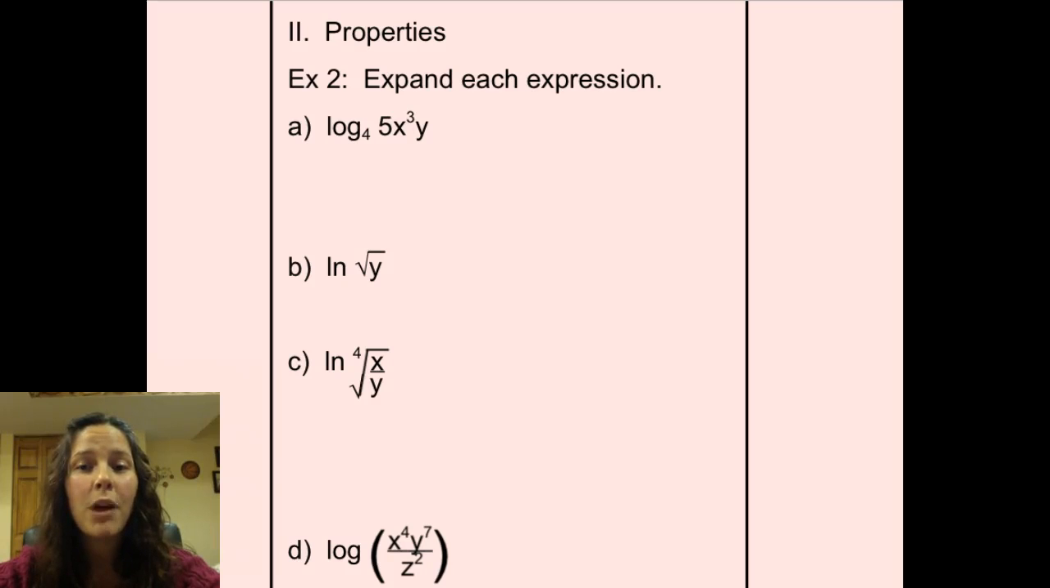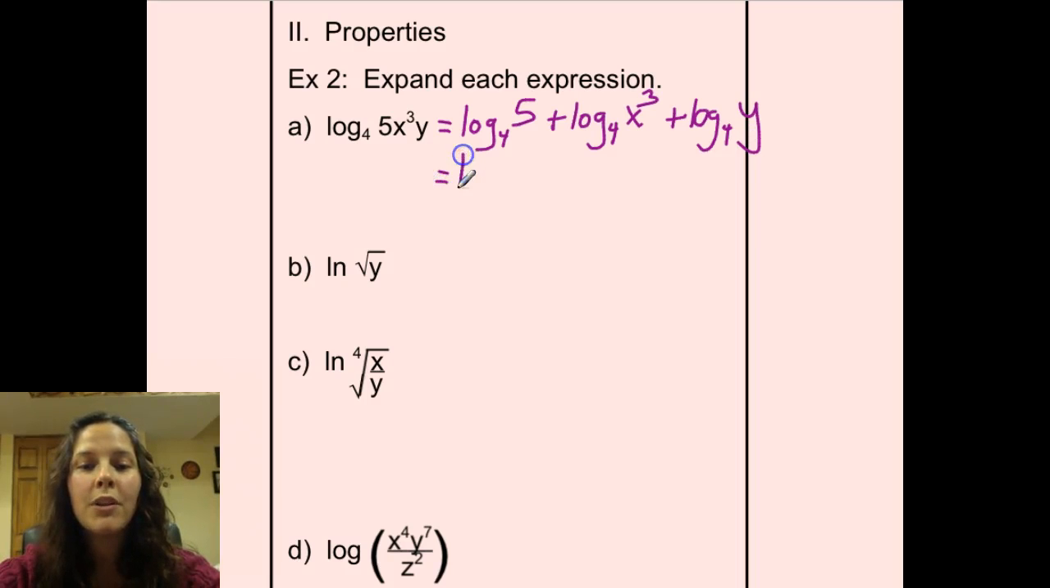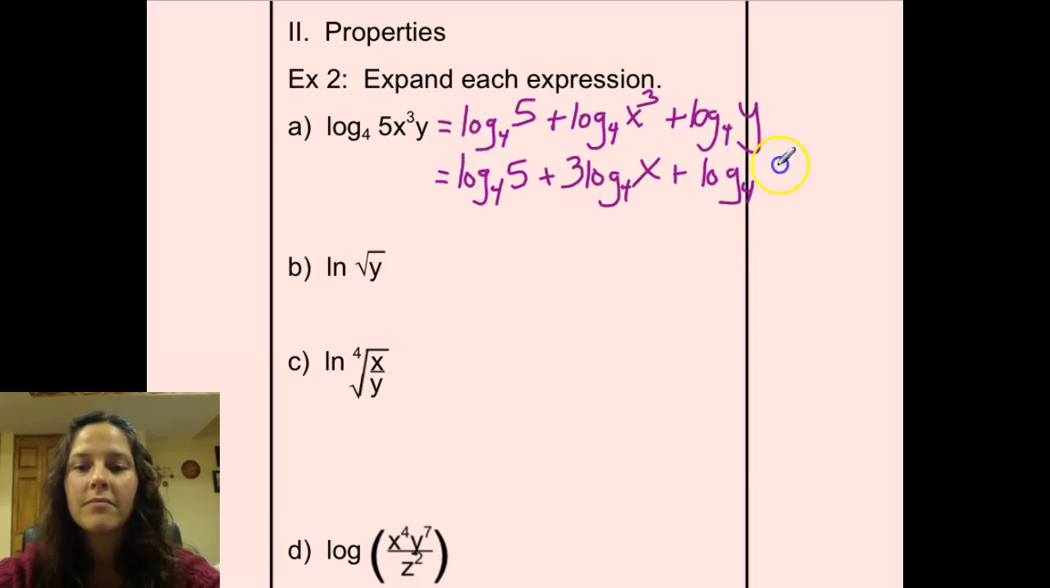So we're going to start by using these properties to expand each expression. So we have log of multiplication, so we expand it to addition of logs. So we have log base 4 of 5 plus log base 4 of x cubed plus log base 4 of y. The next thing I notice is that middle log has a power. So I'm going to use our power rule to pull that down as a coefficient. The other two logs will stay the same. So again, that 3 as the power on x becomes a coefficient of my log.